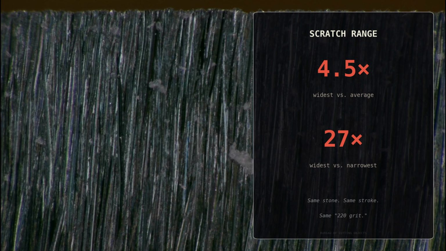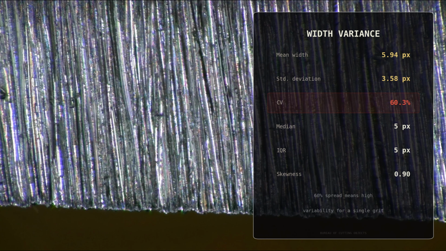Here's what the data says. The biggest scratch on this edge is 4.5 times wider than the average, and 27 times wider than the smallest one. Same stone, same stroke, same so-called 220 grit. The average scratch is about 6 pixels wide, but on average, each scratch differs from that by about 4 pixels. That's 60% spread. In statistics, this is called the coefficient of variation, and 60% is rather high.